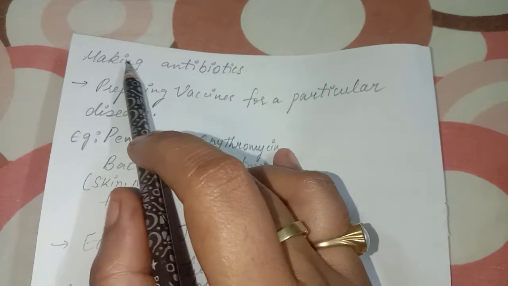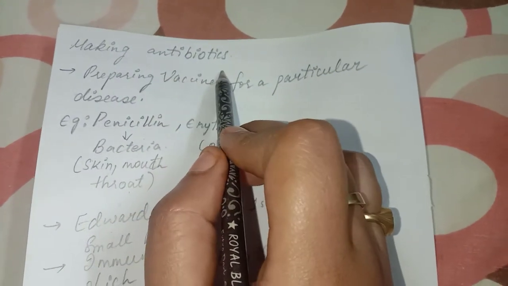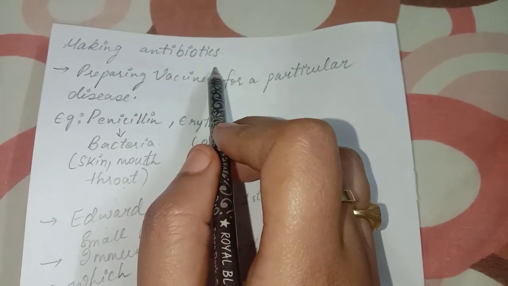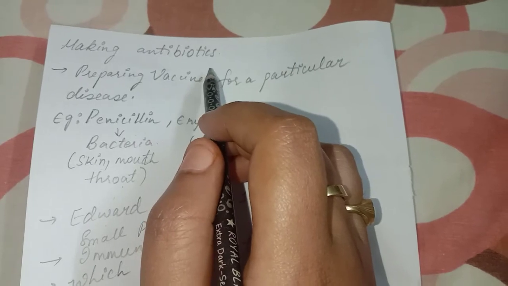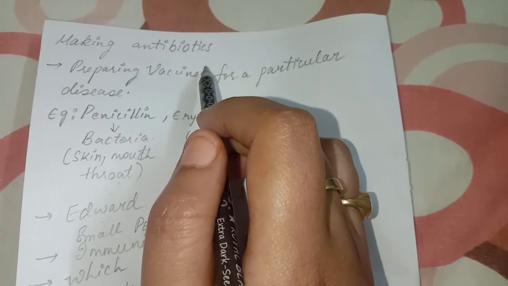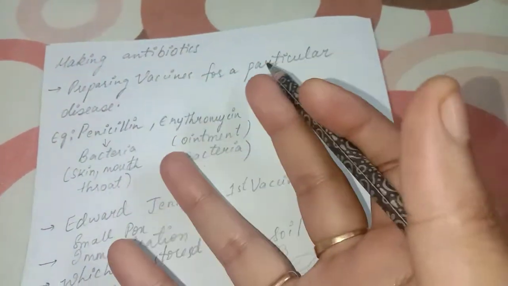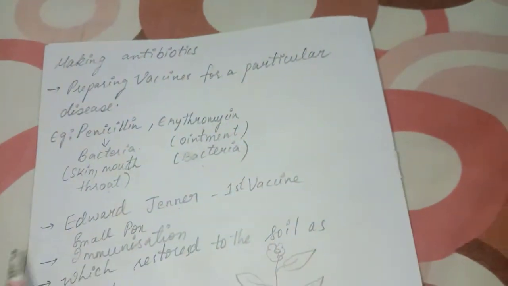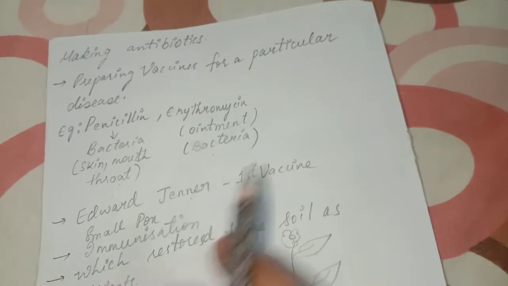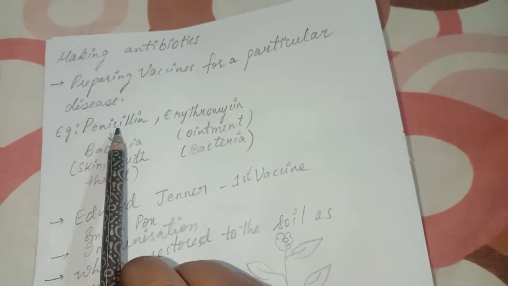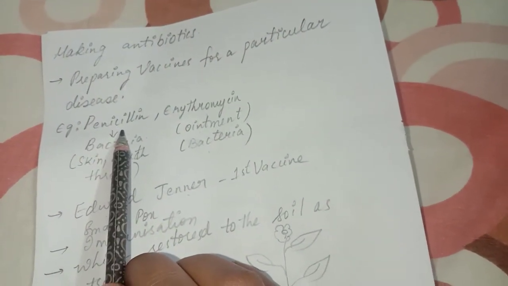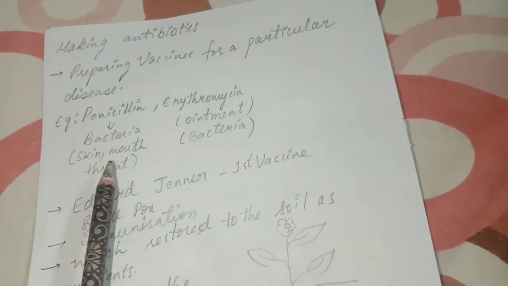The next one is making antibiotics. Bacteria and fungi are used to make antibiotics. Antibiotics are the medicines that destroy or inhibit the growth of disease-causing microorganisms. The first antibiotic is penicillin, which is derived from the fungus called Penicillium notatum.